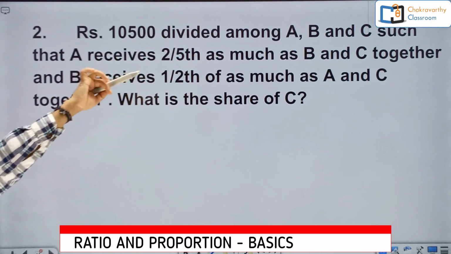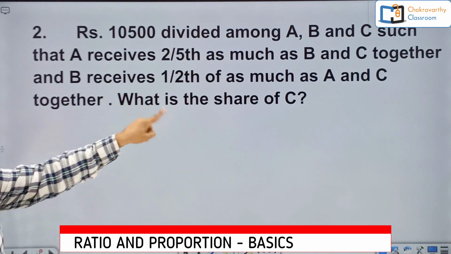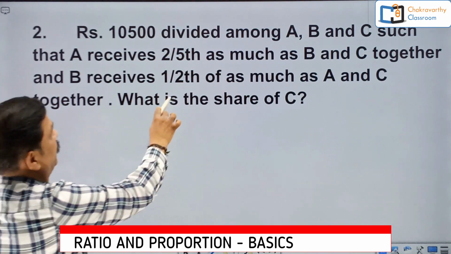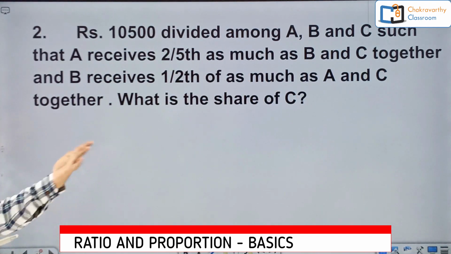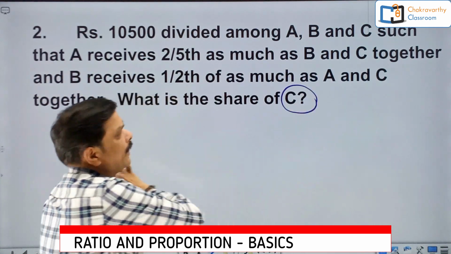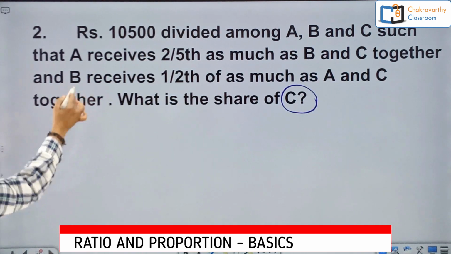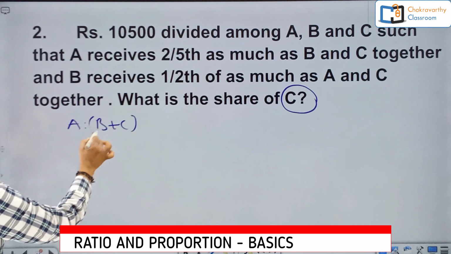A receives 2 by 5th as much as B and C, same thing. Then B receives 1 by 2 of as much as A and C together. What is the share of C? Again they are asking for C's share only. Quickly you go for this one. Now it is a comparison between A and B plus C.